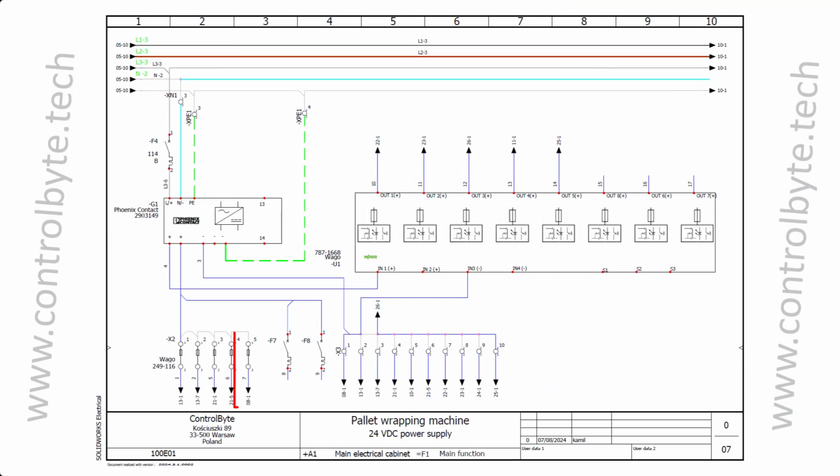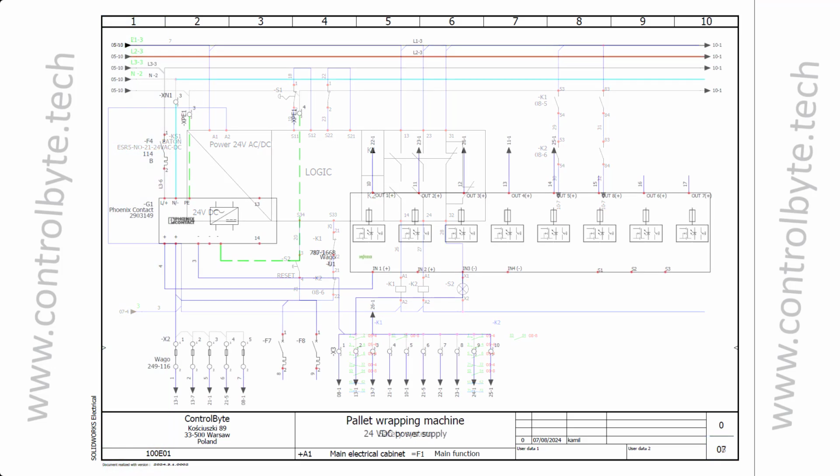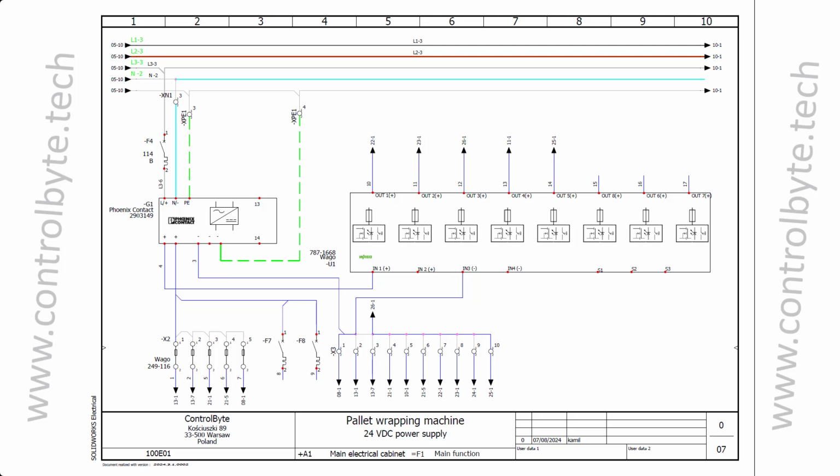From the X2 terminal block, the 24 volts potential is distributed to a device located on page 8 and connected in column 1. Did you notice that we have to go back and forth between different pages? This is the only way to fully understand this drawing.